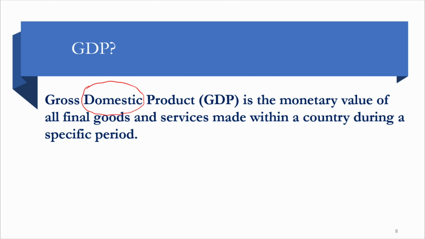GDP is the value, monetary value. When I say monetary value, it is anything expressed in terms of money value, these many rupees, these many dollars or these many euros. Monetary is simply money value. Because there are different ways of expressing your output.